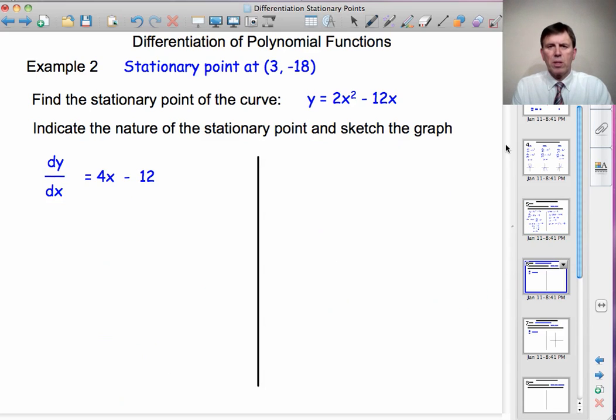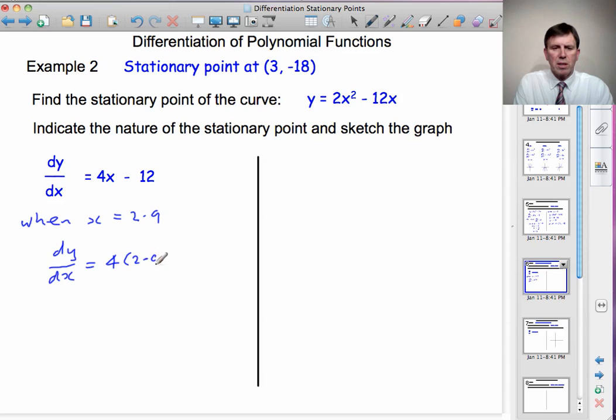We'll now use both methods to indicate what kind of stationary point it is. We'll begin with the method where we test dy by dx just before and just after the stationary point. So dy by dx is 0 when x is 3. So let's look when x is 2.9, just before 3. Just less than 3. When x is 2.9, dy by dx is equal to 4 multiplied by 2.9 minus 12, which is equal to 11.6 minus 12, which is minus 0.4. So dy by dx is negative just before the stationary point. Now let's look just after.